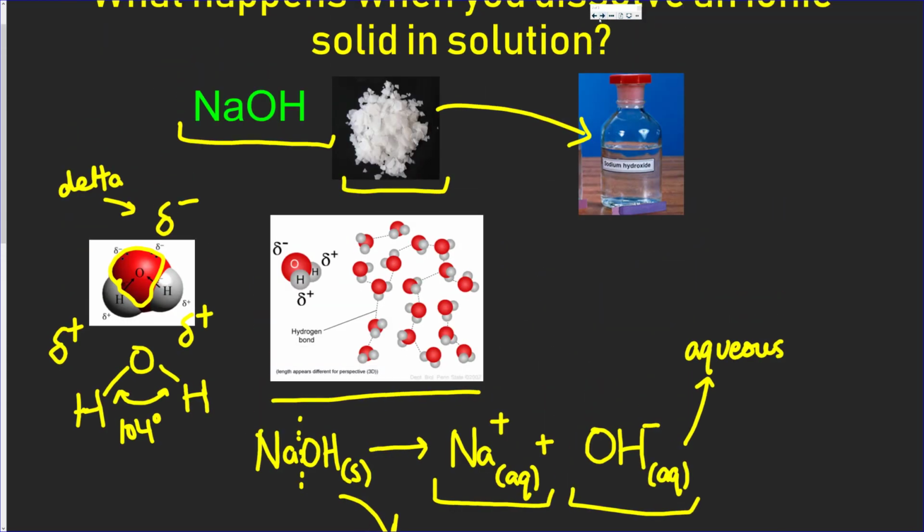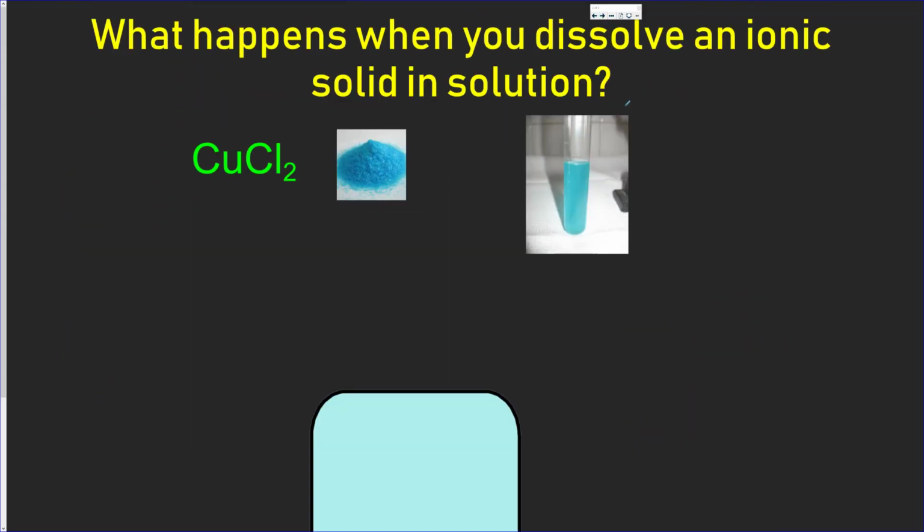Let's look at another example here. Copper 2 chloride is a popular one. You know that copper 2 chloride starts off as this blue, sort of green, teal, turquoise solid. Once you put it in solution, it changes into this color. So how do we write this equation? We start off with copper 2 chloride. This is your solid, so I'm going to put an S. This is going to go into solution, and it's going to break down and dissociate into its ions.